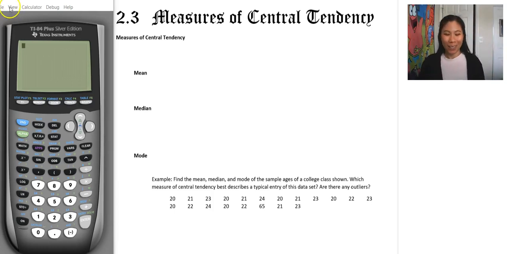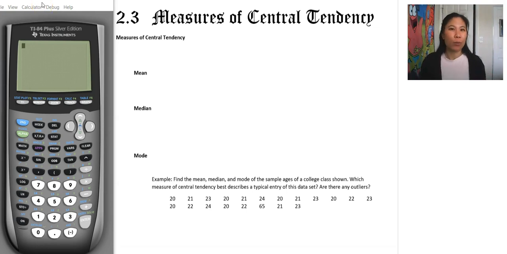And welcome to Chapter 2, Section 3. Today we are talking about measures of central tendency. So what this means is, in a data set, what number can we talk about our data set with as a center? A lot of these you've heard before: the mean, the median, the mode.